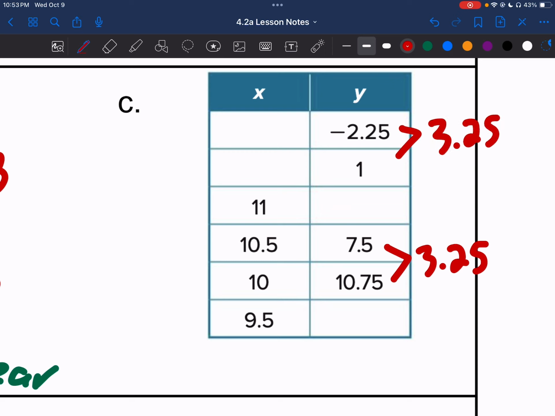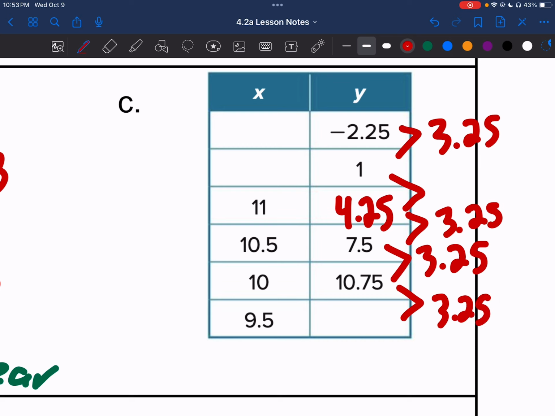So that's a good point. So now let's kind of continue that pattern. From 1 to our mystery number, we're going to add 3.25 to it, and we get 4.25. And if I check my work and I go from 4.25 to 7.5, well, that's still adding 3.25. And then to go from 10.75, we're going to add 3.25 again. And so that's going to be 14 even.